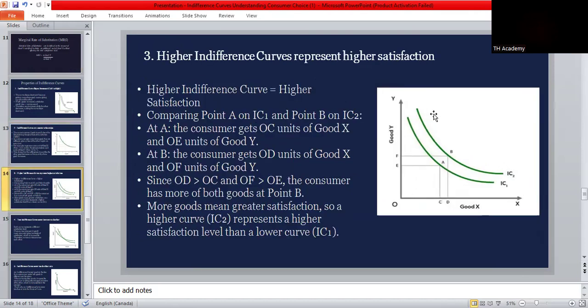Now, the next property is that a higher indifference curve represents higher satisfaction, as we discussed before. A higher indifference curve means a higher level of satisfaction. For example, look at the diagram. At point A on IC1, the consumer gets fewer goods. At point B on IC2, the consumer gets more of both goods, good Y and good X. Since having more goods gives more satisfaction, IC2 represents a higher satisfaction level than IC1. So, the higher the curve, the happier the consumer.